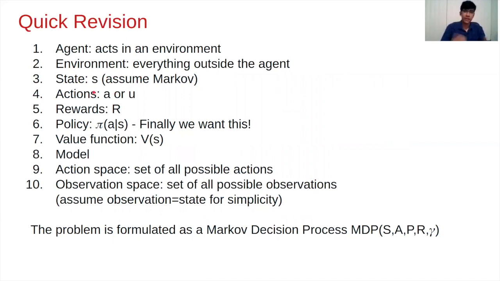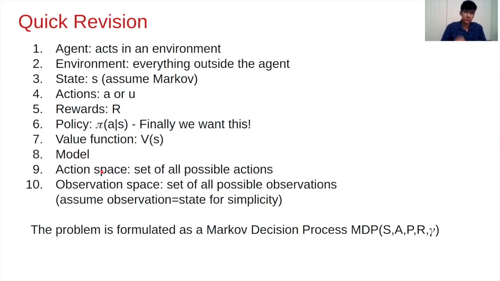Actions, what actions can the agent take? Sometimes we use A to denote it, sometimes we use U. Rewards are denoted by R, and we have a policy, pi of A given S. And remember that this is what we finally care about. I mean, you don't care about what the value function is, you care about a policy that can actually act in the environment. And then nonetheless, we have a value function which is denoted by V of S. We have a model of the environment.